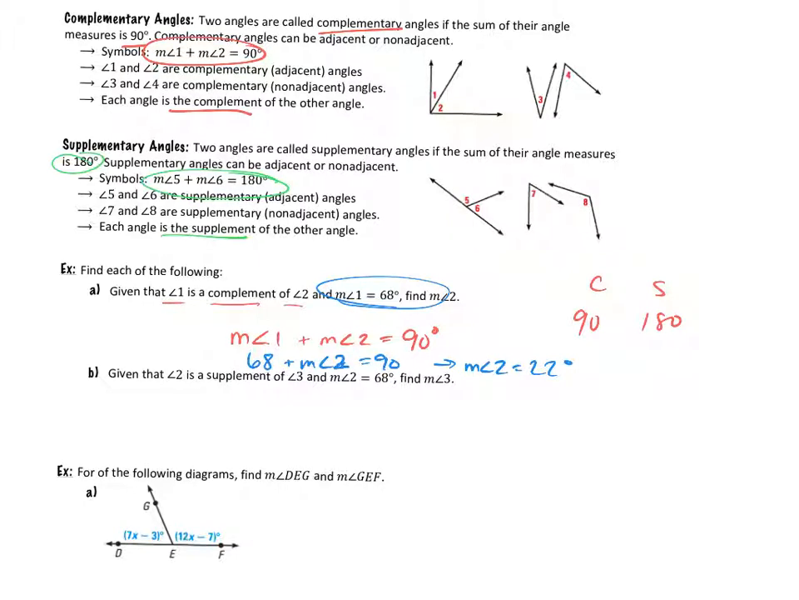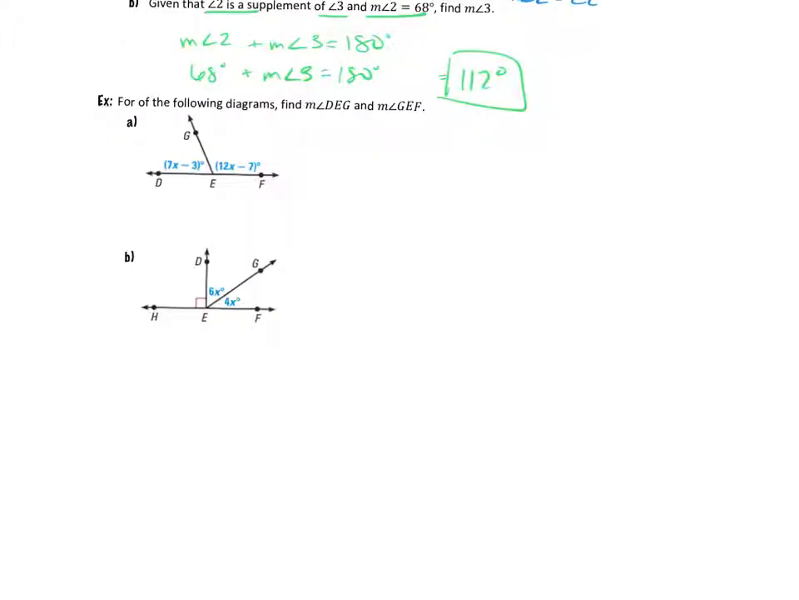In our next example, angle 2 is a supplement of angle 3. So I know that the measure of angle 2 plus the measure of angle 3 equals 180 degrees. My given is that the measure of angle 2 is 68 degrees, so I'm going to solve for the measure of angle 3. 180 minus 68 is 112 degrees, and that is my answer.